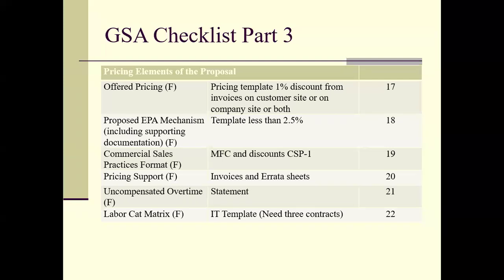Let's see if we can get this. Come on. I don't know. Doesn't like sitting, I guess. There we go.